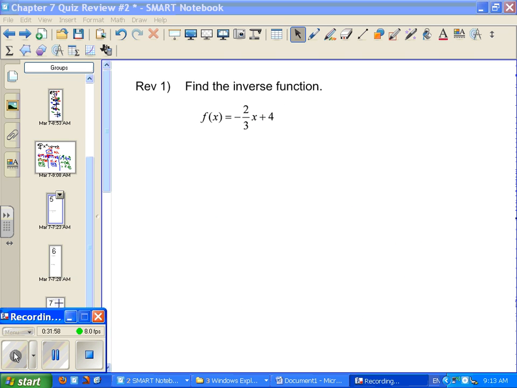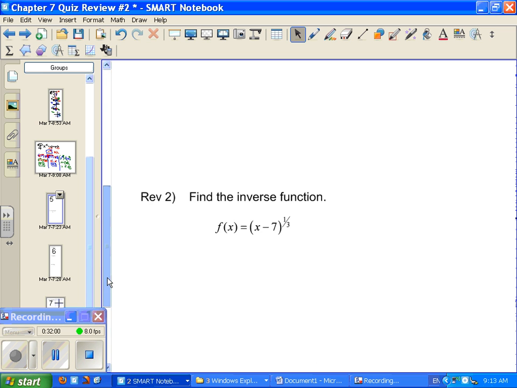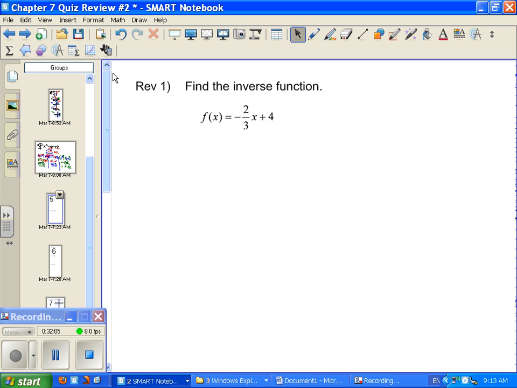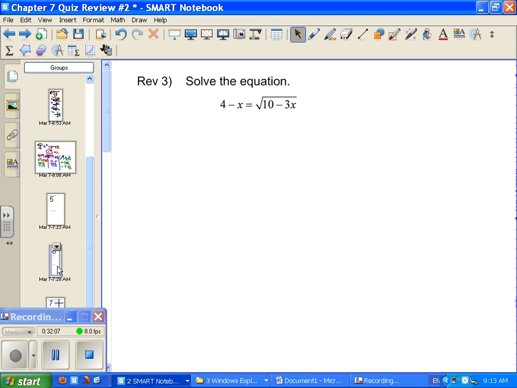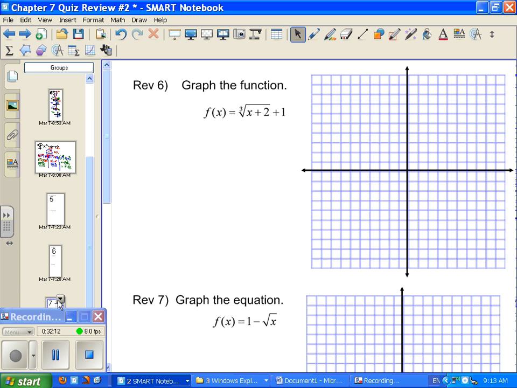Do we have any other quiz? I've got several of these problems that are similar to things that you'll see on the quiz. There's really only three different types: find an inverse, solve, DJ's favorites, and graph.